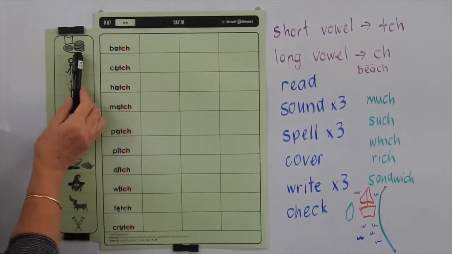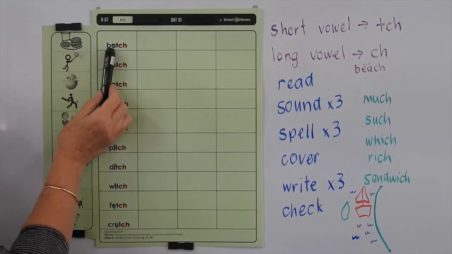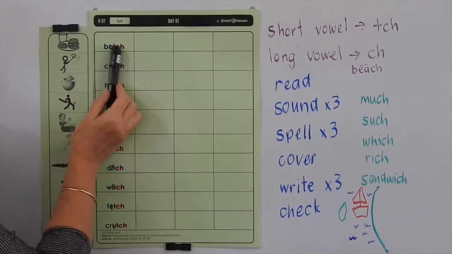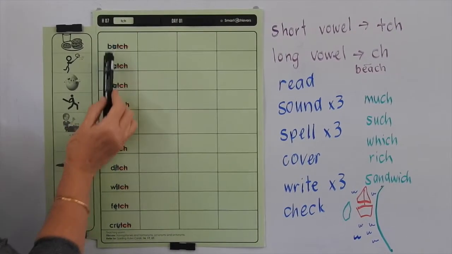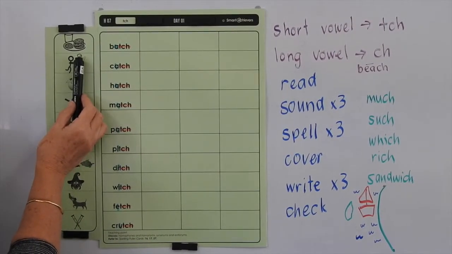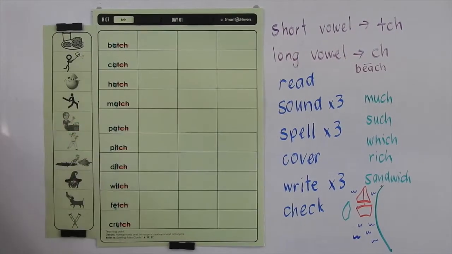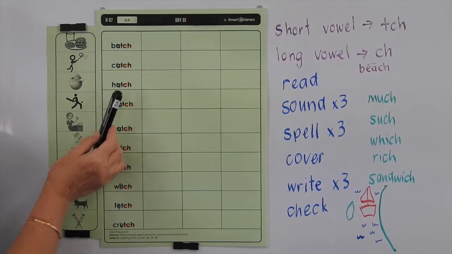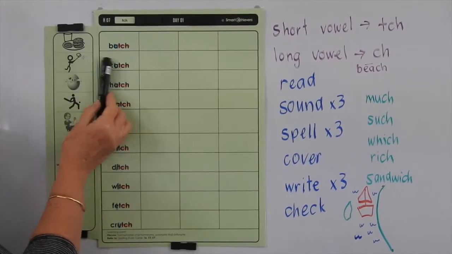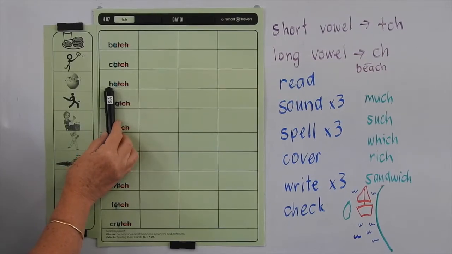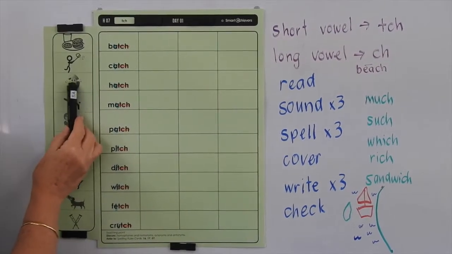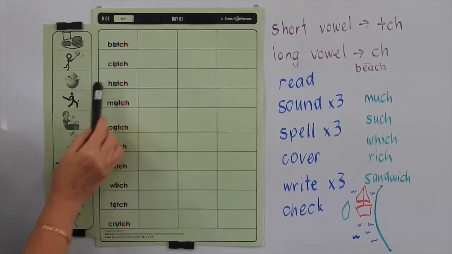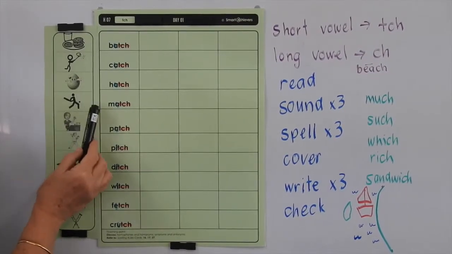So batch means like a group or a pile of cookies. So you might cook a batch of cookies or a batch of scones. So it means a group of. Catch means when you catch a ball, or you might catch a cold, or you might catch a ladybird. It means that you gain possession of it. Hatch, you know, is when a little chick hatches out of an egg, or a snake hatches out of its egg. It breaks out of the shell.